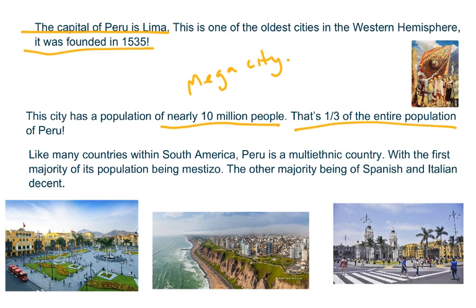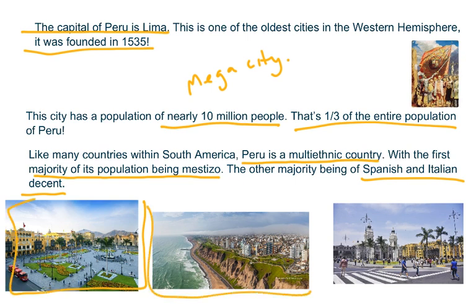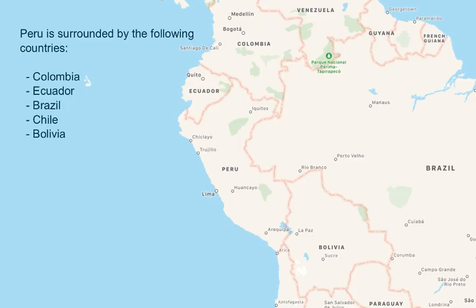Like many countries within South America, Peru is also a multi-ethnic country, with the first majority of its population being mestizo, and the other majority being of Spanish and Italian descent. So it's a very multi-ethnic country. There's a lot of other ethnicities, not just Spanish, English, mestizo. They also have a lot of Asian influence. People from Japan, China, and so forth. And then these are just images of the city of Lima. Alright.